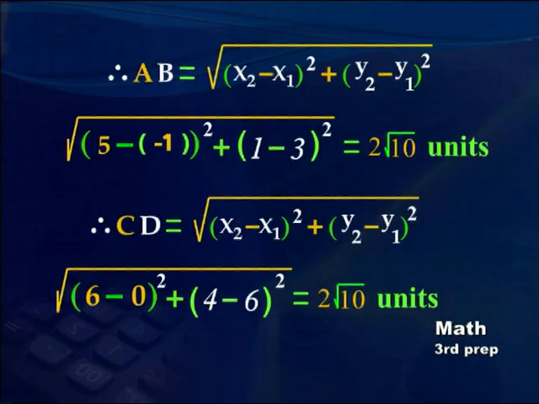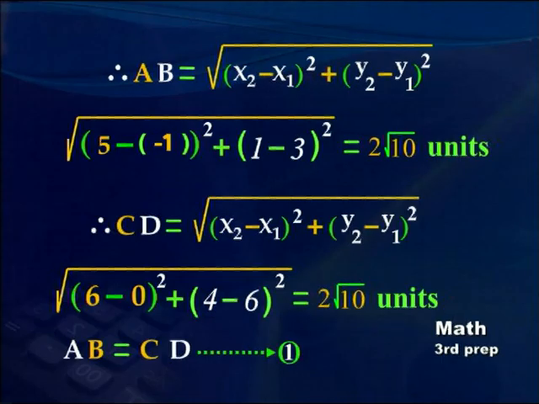In this case, you are going to notice that AB equals CD, and this is going to be denoted by number 1. Try to find the length of the other two sides, which are BC and AD.